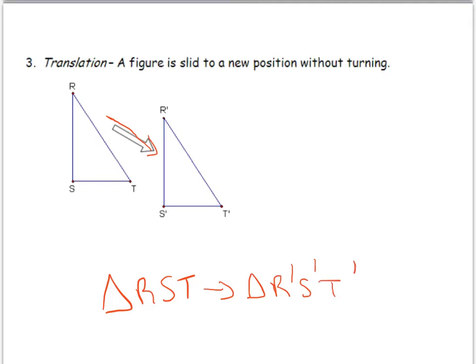These are the 3 types of transformations that we're going to work with. Make sure you get to know them. Make sure you know how they work. Make sure that you remember that reflection is flipped, rotation turned, and translation gets slid.